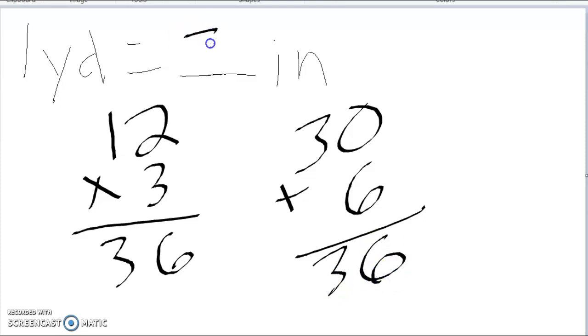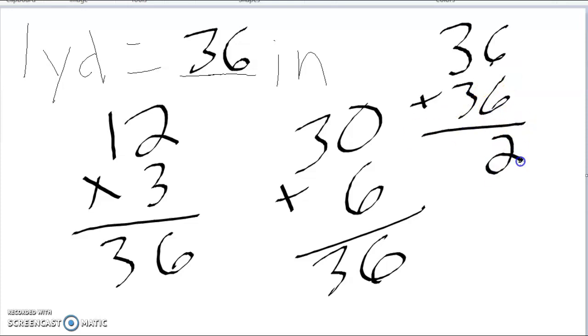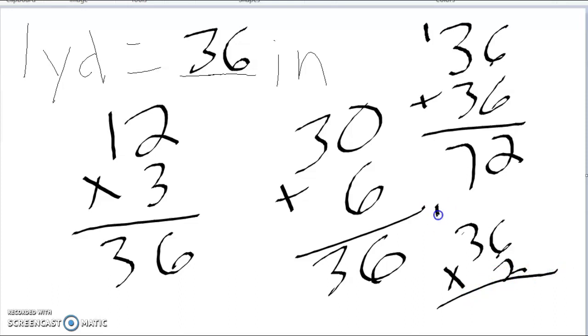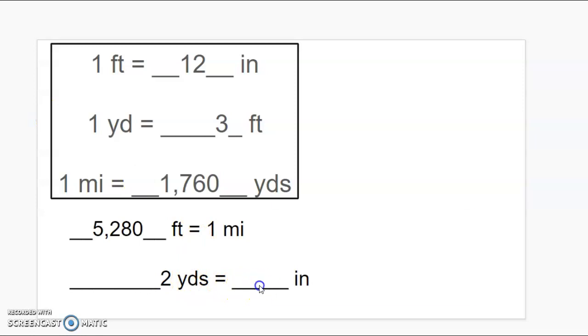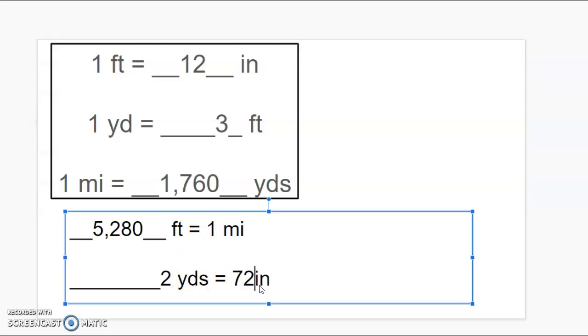So 12 times 3. 3 times 2 is 6, 3 times 1 is 3. You can also think there's 3 tens and 2, so 10 times 3 is 30, and then 2 times 3 is 6, so that'd be 36. Now that is for 1 yard. We're talking about 2 yards, so you can do it 2 ways. Do 36 plus 36, get 72, or find room down here, 36 times 2. 2 times 6 is 12. 2 times 3 is 6, plus 1 is 7, 72. So that's how many inches are in 2 yards. 72 inches. That's the same thing you're going to do for the other ones.